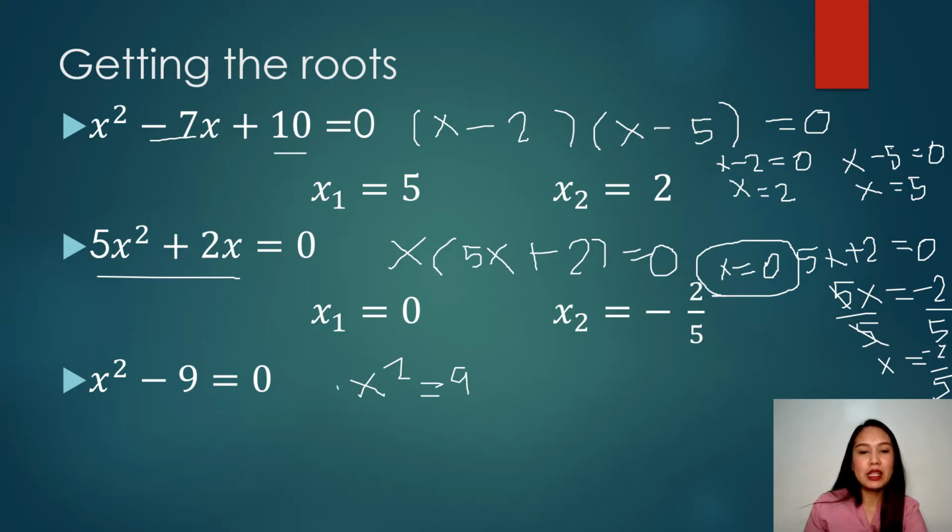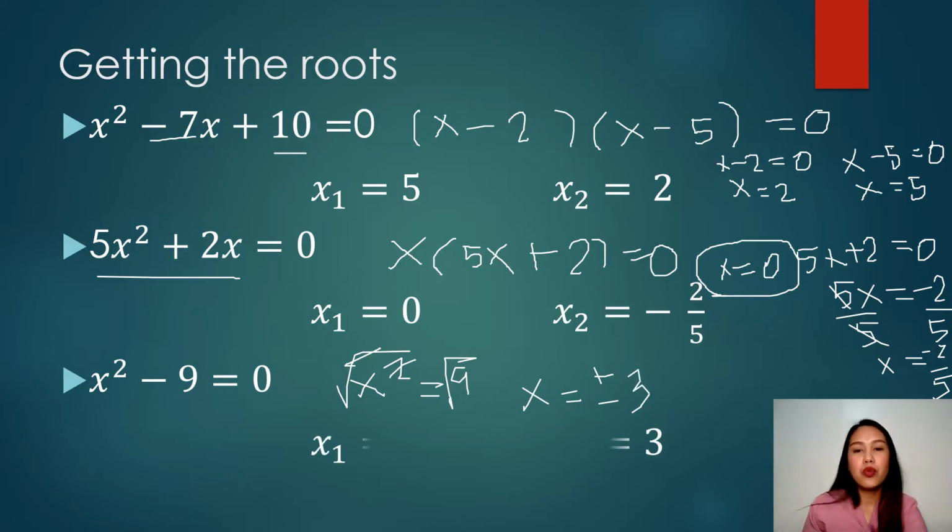Okay, and then get the square root of both sides. We'll be able to cancel out the square from x, and we'll be left with x. The square root of 9 is positive and negative 3, so we'll have two roots: positive 3, I'm sorry, there should be a negative 3 here, and negative 3. Okay, so that is getting your roots.